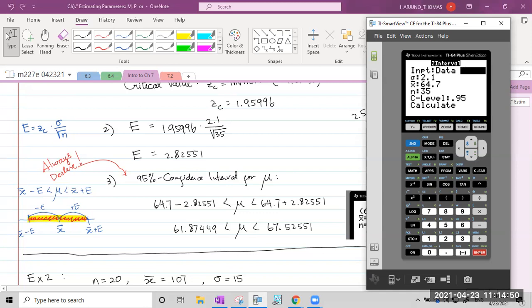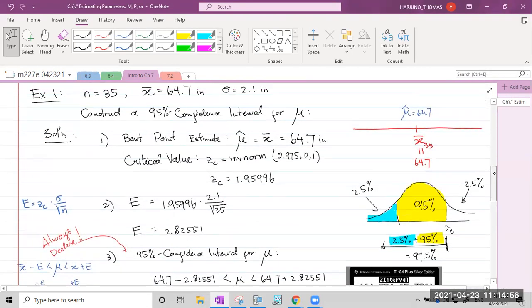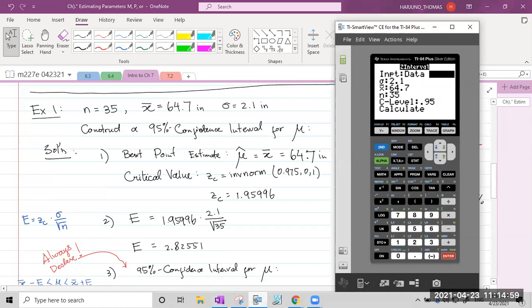Oh, good thing I checked. The population standard deviation is correct. That's 2.1. Sample mean 64.7. N is 35. Did I punch anything wrong? From here I see nothing wrong on my calculator. But maybe my number when I computed that is incorrect. 1.95996 times 2.1 divided by square root of 35.